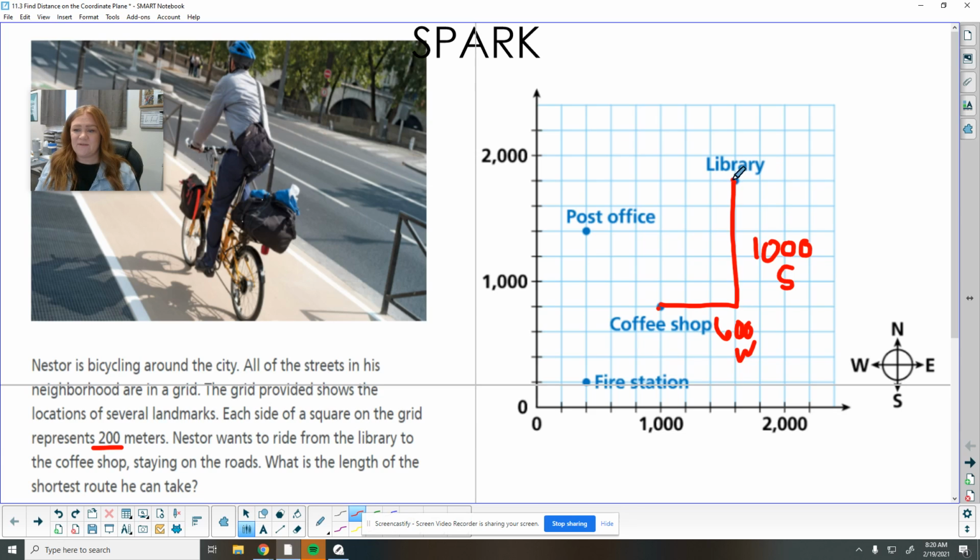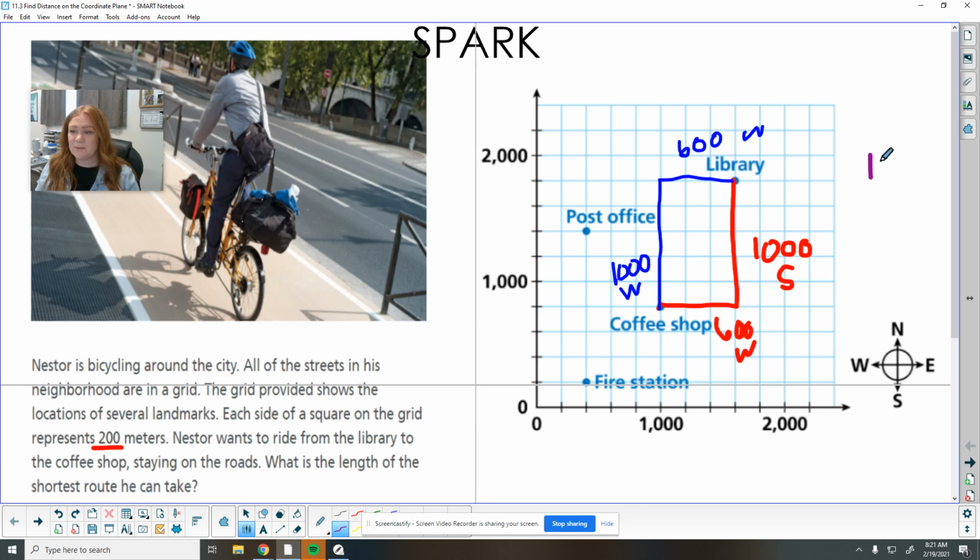So let's go west first. I'm going to grab a different color, I'm going to use blue here. This time he's going west 200, 400, 600. And then we're on the road to the coffee shop. So now he's going to go down: 200, 400, 600, 800, 1,000. So it's looking like the red and the blue routes are exactly the same. One goes down first, one goes over first, and then they flip-flop and do the opposite. They're both 1,600.